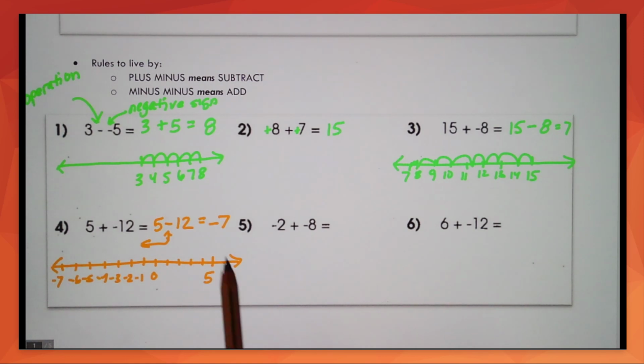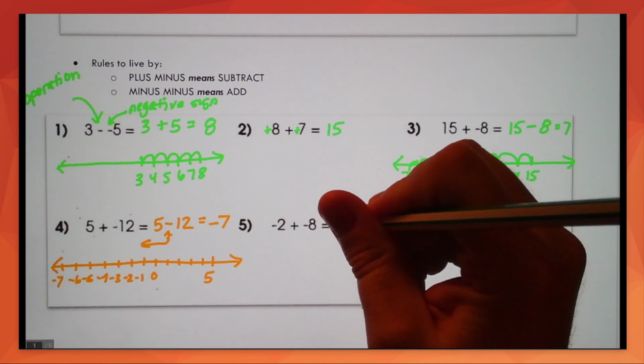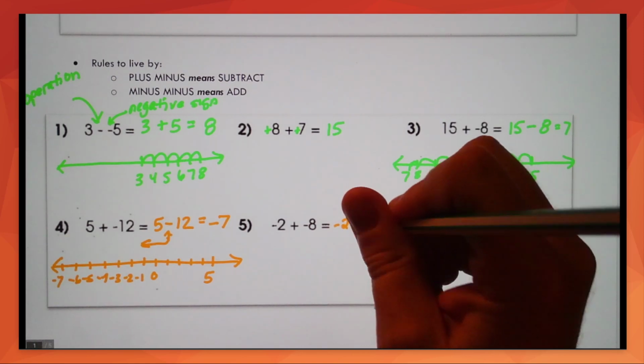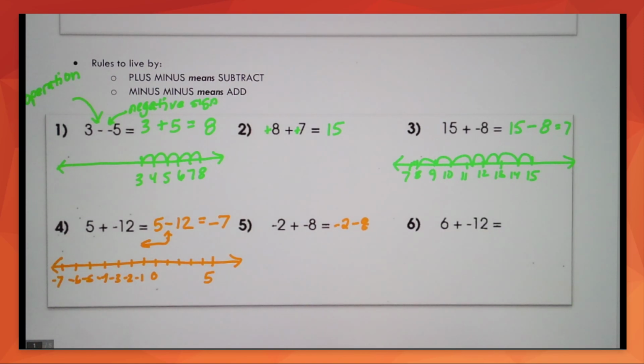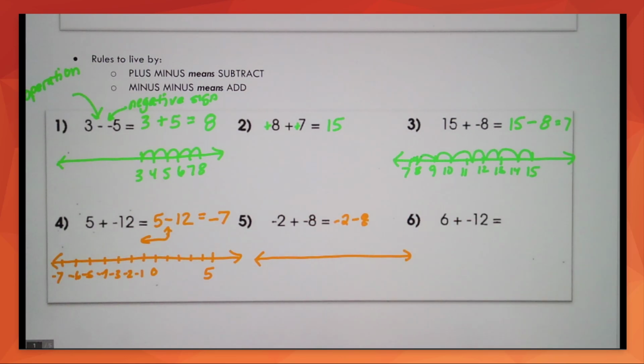So let's keep going. Number 5, we have negative 2 plus negative 8, or a plus minus 8. So plus minus means subtract. So this is really negative 2 minus 8, okay? Now we're going to have to do a number line again. Let's really hammer home this number line thing.